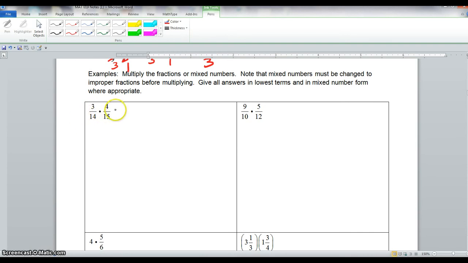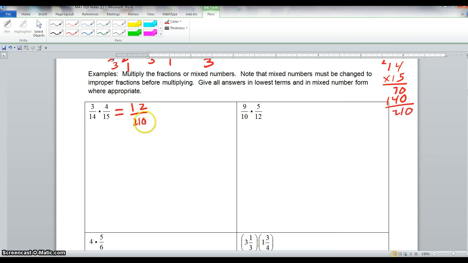So the first method, we'll multiply straight across. 3 times 4 is 12. And then we would take 14 times 15. Now, because we cannot use a calculator, we'll go off to the side and multiply 14 times 15. 5 times 4 is 20. 5 times 1 is 5 plus 2 is 7. We'll bring down our 0. 1 times 4 is 4, and 1 times 1 is 1. And this will give us 210.